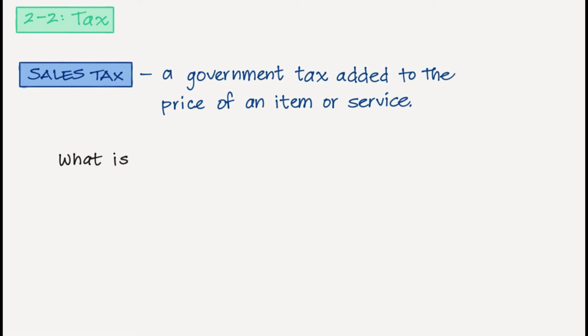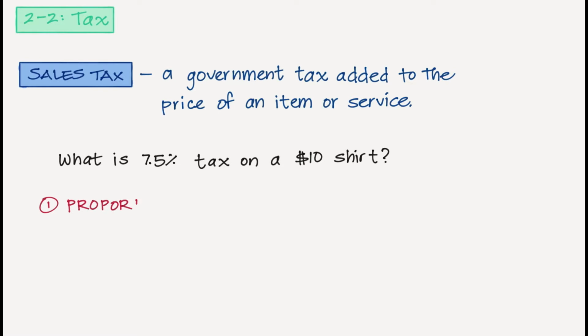And so I have a question for you. What is a 7.5% tax on a $10 shirt? So if you were going to go into the store, how much would you have to pay extra just for the tax? One way that you could figure this out is by writing a proportion. So I could compare the amount that I'm going to spend on the tax compared to the amount that the shirt costs, which is $10.